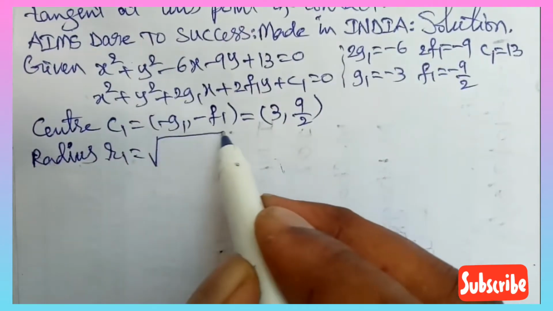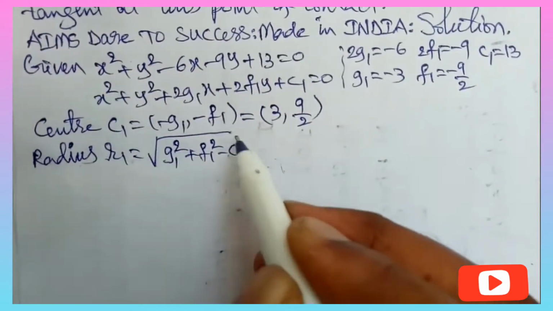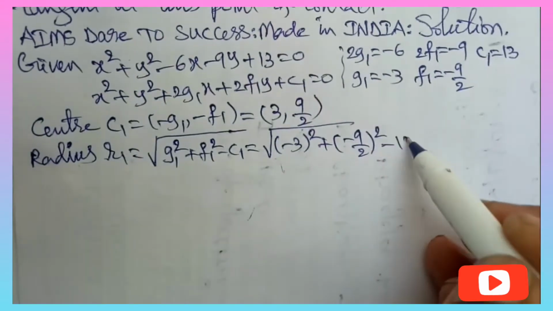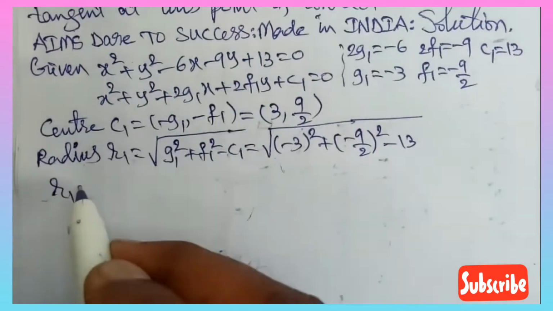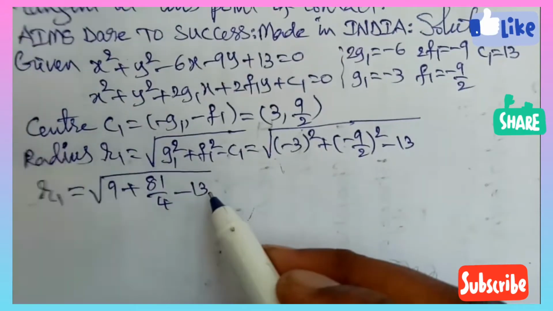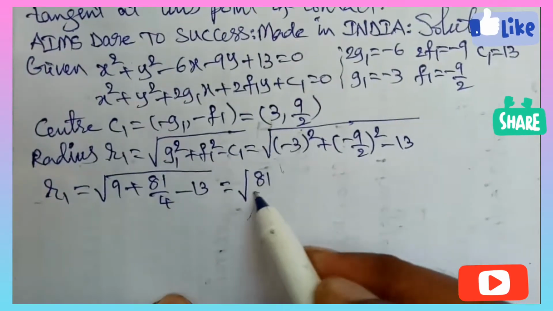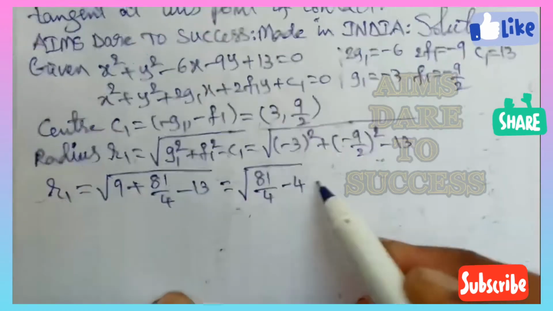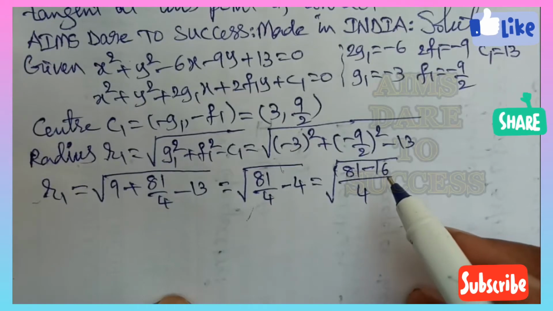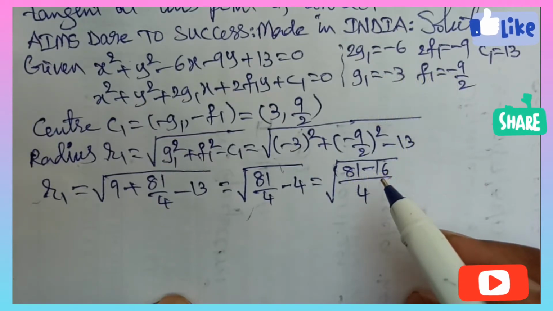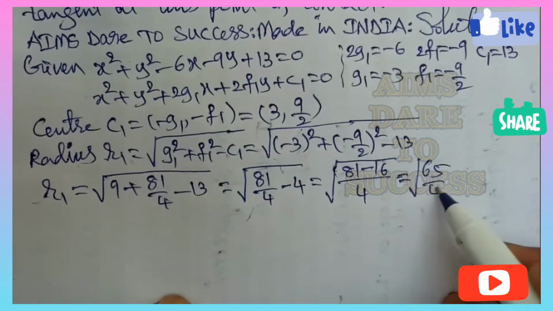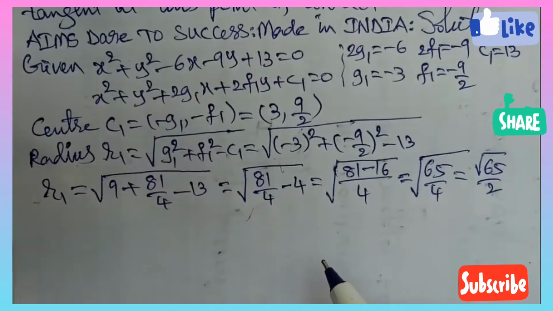Next, radius r1 is equal to root over g1 square plus f1 square minus c1, is equal to root over minus 3 whole square plus minus 9 by 2 whole square minus 13. R1 is equal to root over 9 plus 81 by 4 minus 13. Minus to the power of an even number becomes plus. 4 is the LCM. 9 minus 13 is minus 4, minus 4 fours are 16. 81 minus 16 is 65, root 65 by 4 is the radius. So radius r1 is equal to root 65 by 4. This can be written as root 65 by root 4, which is root 65 by 2.